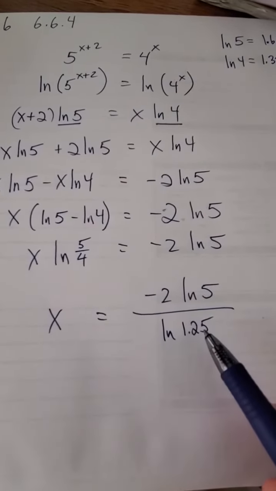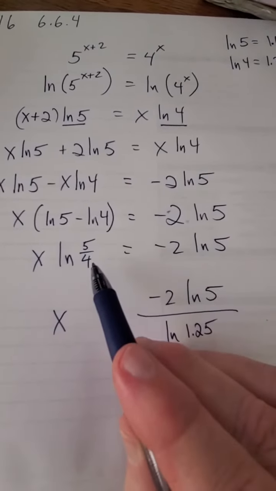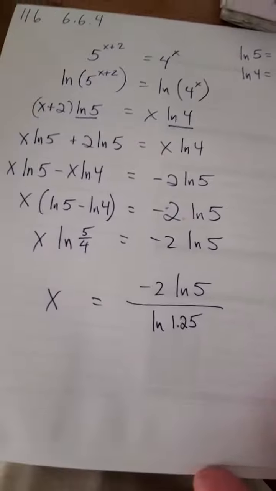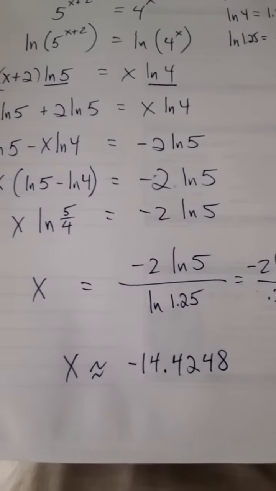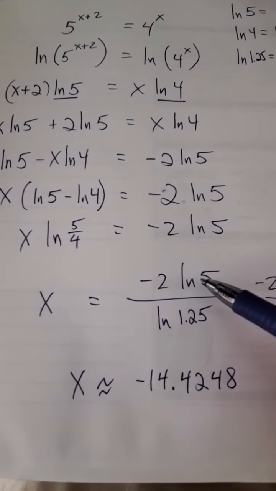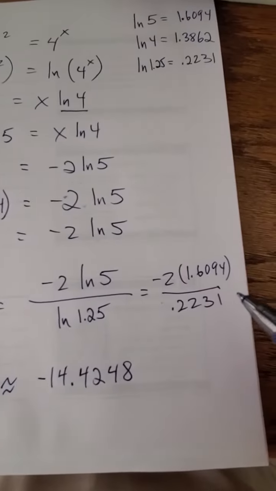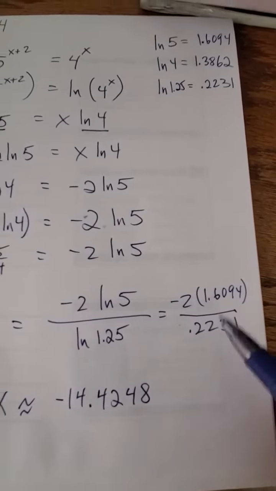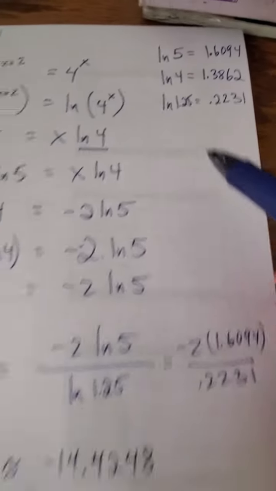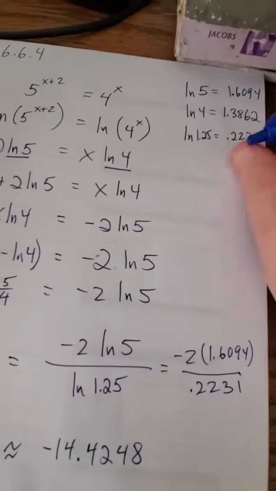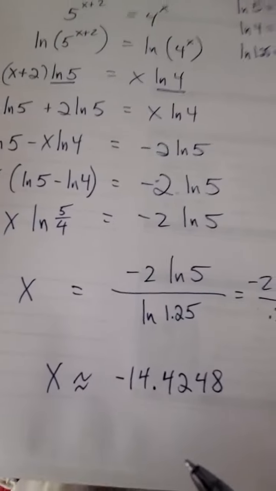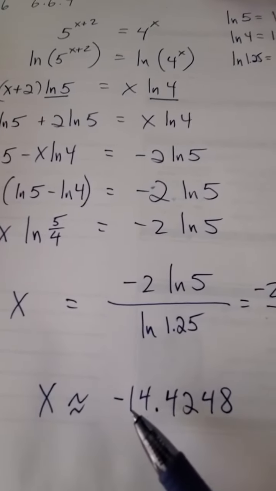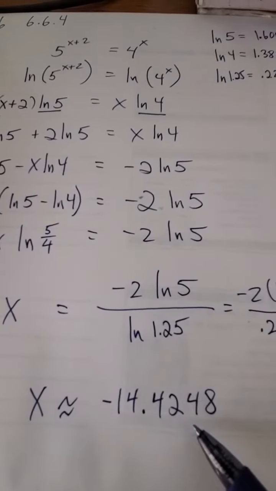Where did I get 1.25? That's 5 over 4 written as a decimal. And I could easily figure this out. Again, this here is really the exact answer. It's in terms of logarithms. Here, ln 5 is this, so ln 1.25 is that. I see those numbers right up here. How did I get these numbers? I just looked them up on the calculator. But that gives us x is equal to approximately negative 14.4248.